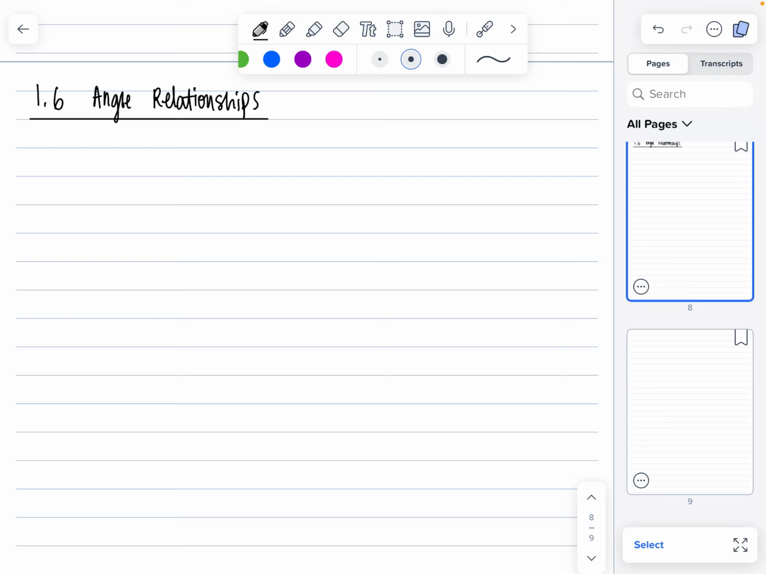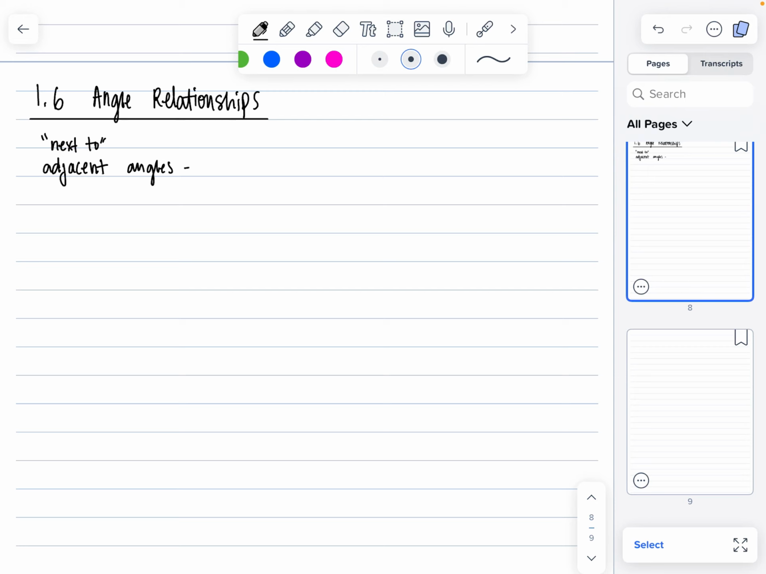We have a lot of different angle relationships that we need to know. We're going to be using these throughout pretty much the entire year. So the first one is the word adjacent. Specifically adjacent angles are just angles that are adjacent, but the word adjacent, I'm going to put this above in quotes, means next to.